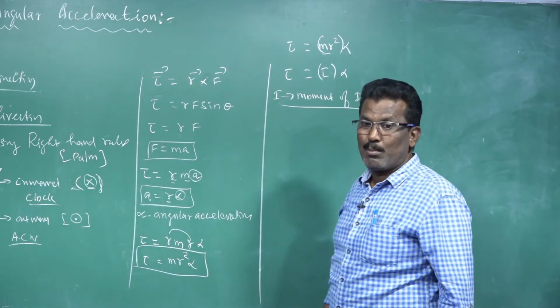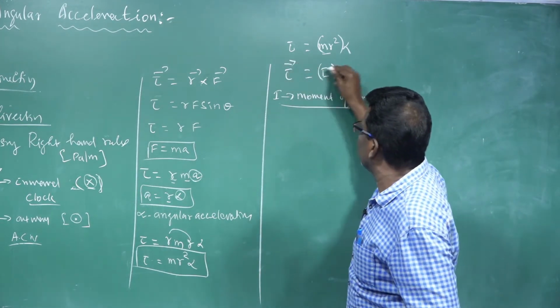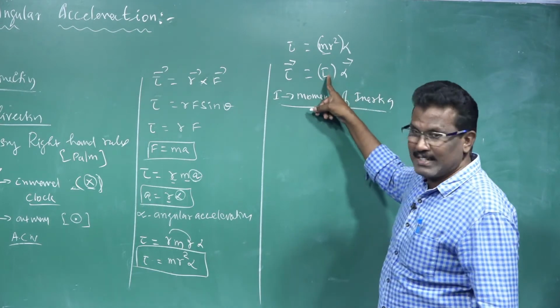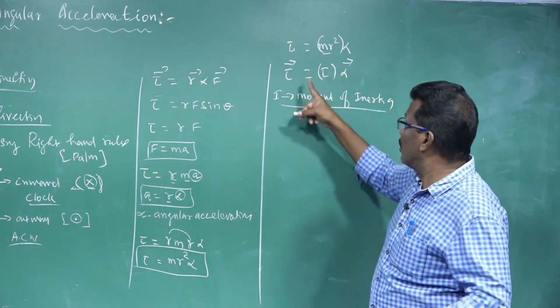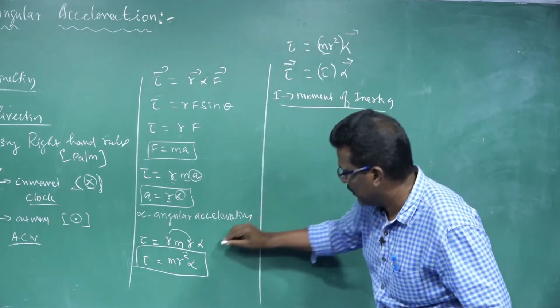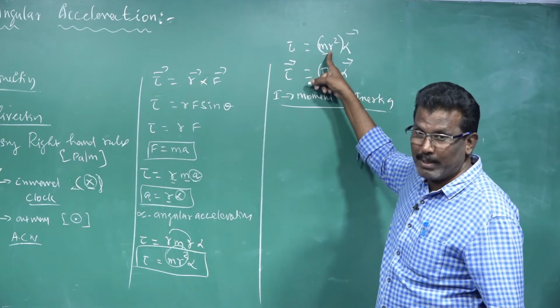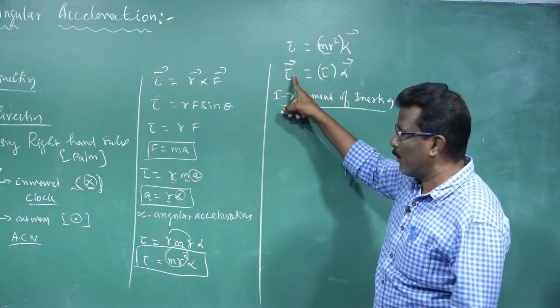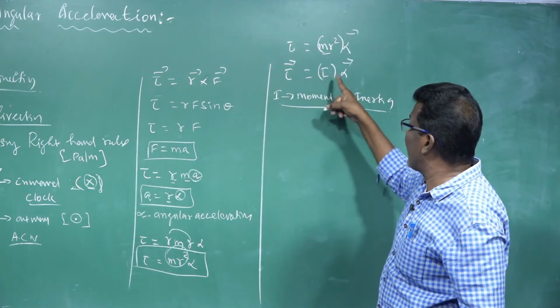I represents the moment of inertia of a particular point. Moment of inertia is a scalar quantity, and alpha is the angular acceleration. So the torque for the particular point, with m r square as the moment of inertia, tau is equal to I alpha.